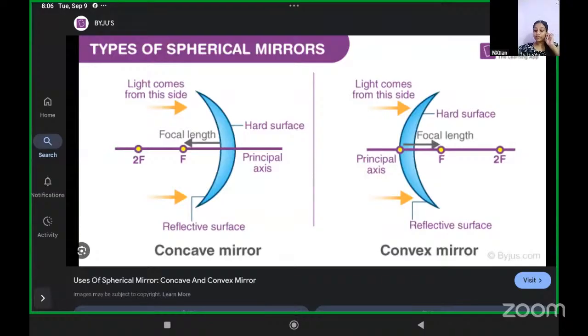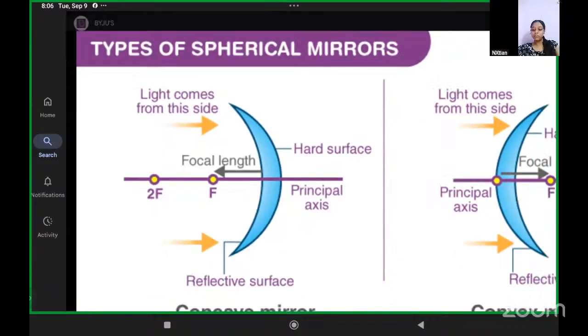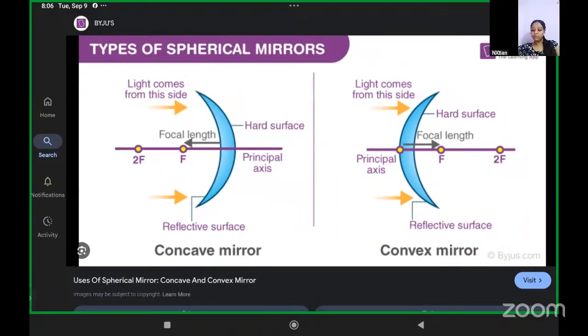Can you see this diagram of concave mirror and convex mirror? There is a purple line passing through the middle part, right in the middle of both the mirrors. This is the principal axis, and it helps us to find the focal point also. It also sets the uniformity of our rays of incidence and the rays of reflection.